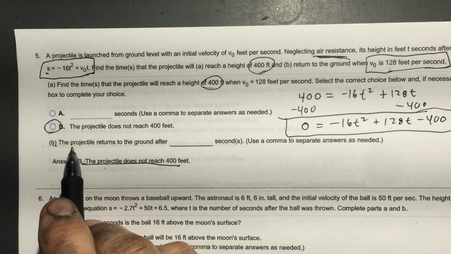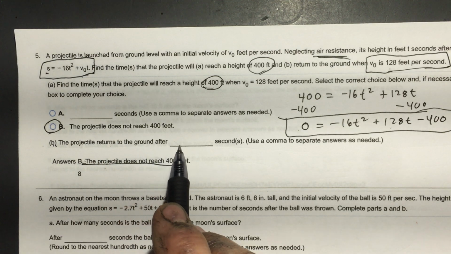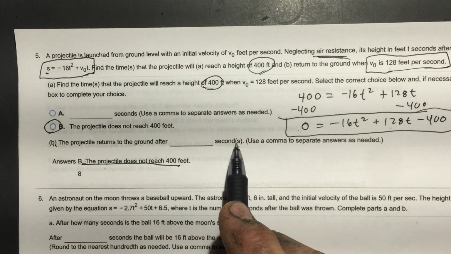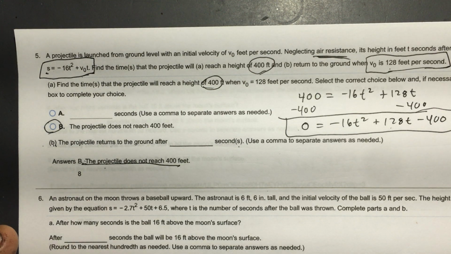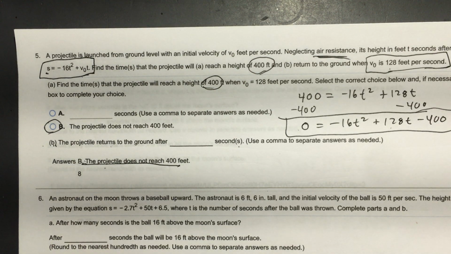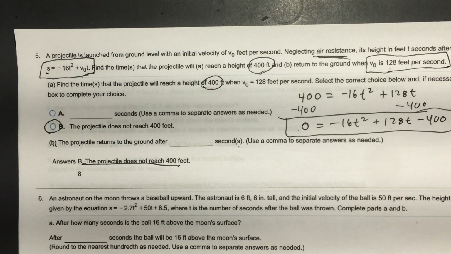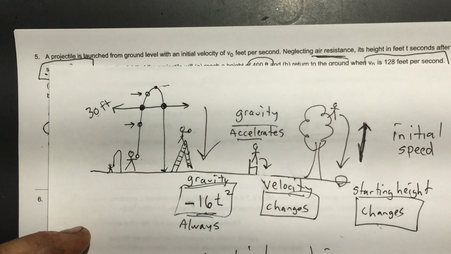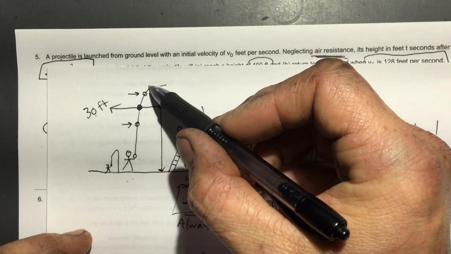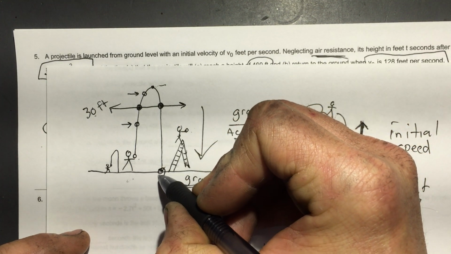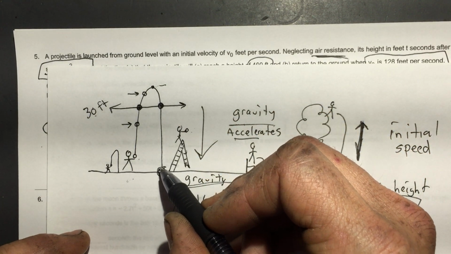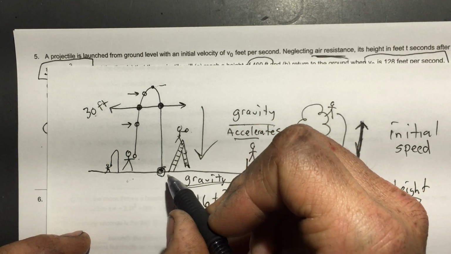Now, part B, the projectile returns to the ground after how many seconds? How many seconds does it take for it to return to the ground? All right. So let's look at our picture here again, maybe. When you throw this thing in the air and it comes back down to the ground, when it hits the ground, what's the height of the ground? How high is the ground here?